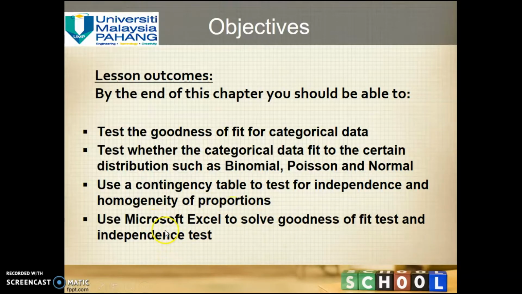So I will not go into Microsoft Excel. I will focus on 6.1 and 6.2. For Microsoft Excel, you already know the features, so you can study on your own how to use Microsoft Excel to get the values that you want for the goodness of fit test and also for the contingency table here.